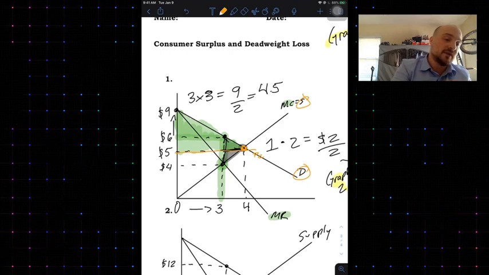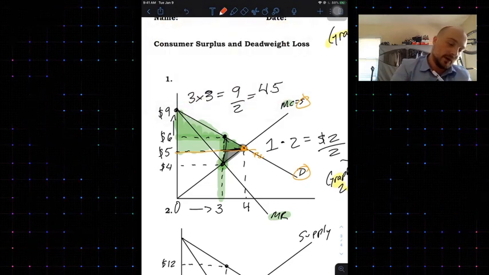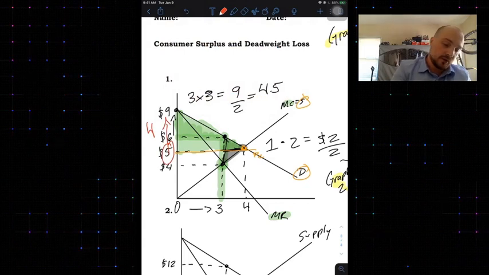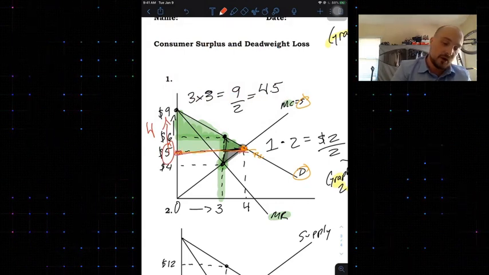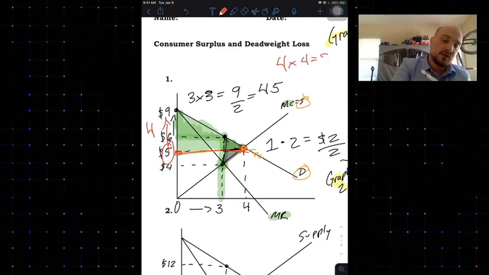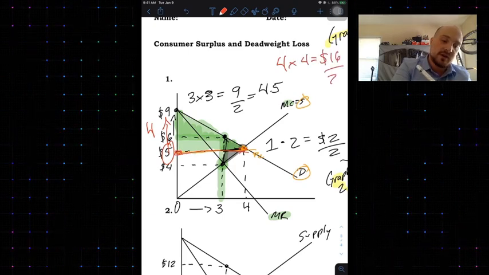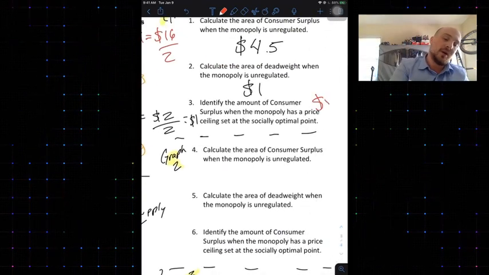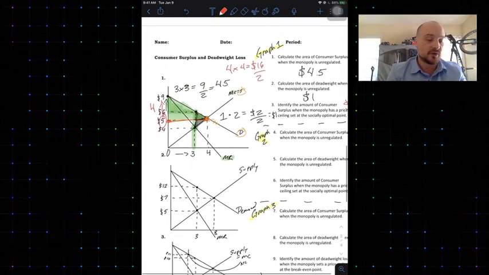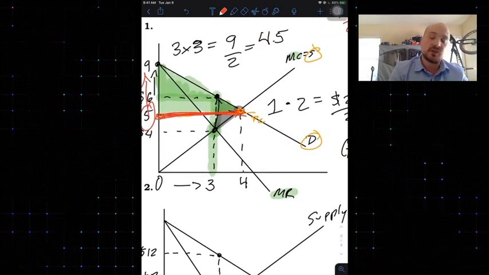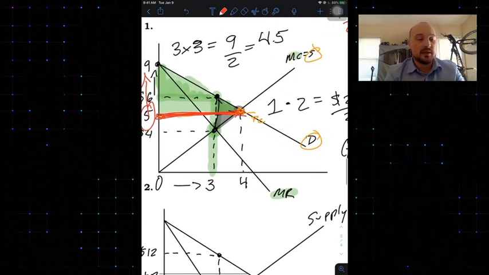So if I want to find the distance of this, when I go from 5 to 9, that's a distance of 4. When I go from 0 to 4, that's a distance of 4. 4 times 4 is 16. Divided by 2 is $8. So the amount of consumer surplus when we set this monopoly up at the socially optimal point would be $8.